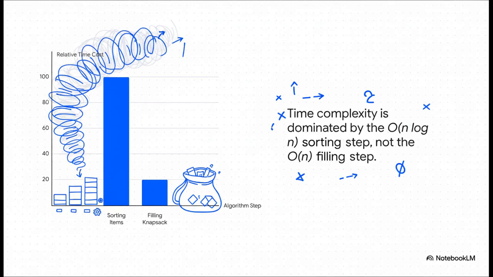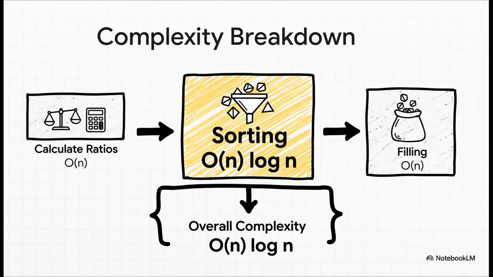Pretty neat. Just to really hammer it home, calculating all those ratios, that's a linear O of n task. Sorting them, that's our bottleneck, O of n log n. And then walking through the list to fill the bag, that's another quick O of n pass. Since the sort is the slowest part, it's the part that defines our overall complexity. That's why we say the whole thing is O of n log n.